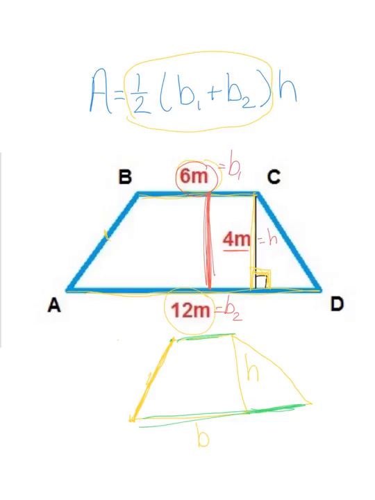Okay, so I rewrote the formula, now I'm going to substitute in the things that I have. The b1 is 6. That looks like a b. The b2 is 12.